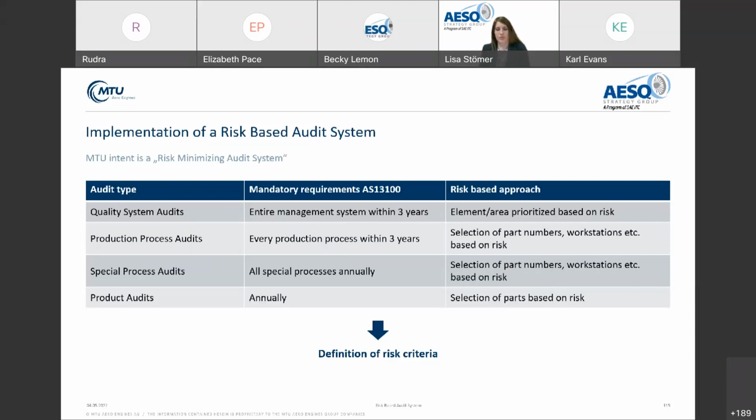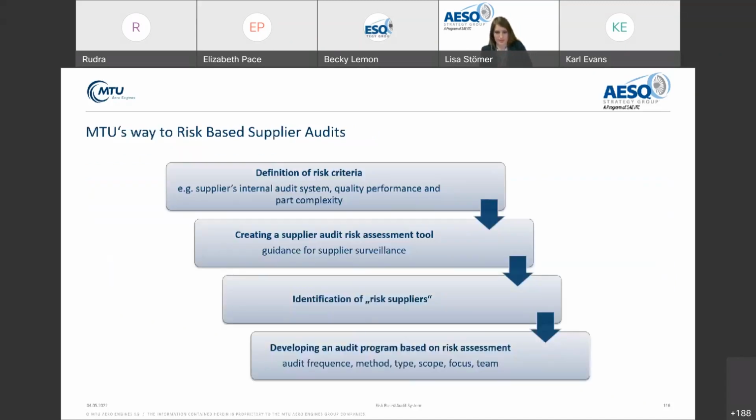But to get this input for the risk-based approach, the first step is to define appropriate risk criteria. So to obtain this at MTU, we are working together with our quality engineers and also the production experts to implement the risk assessment. One note I would like to make here, I put above that the MTU's intent is a risk minimizing audit system. So the goal is not only to focus on the identified risks, but moreover to mitigate the risks through the whole audit process. So with this in mind, please go to the next slide.